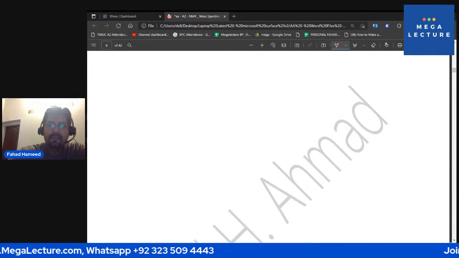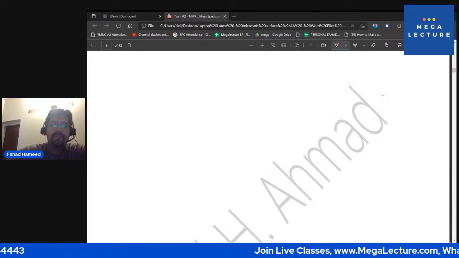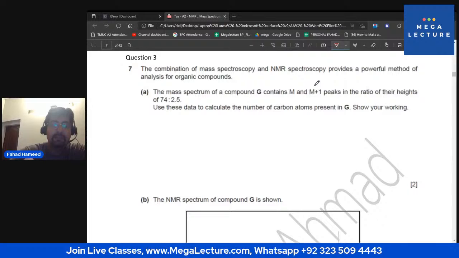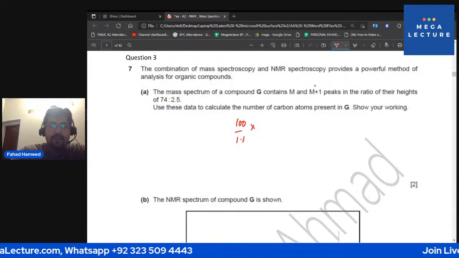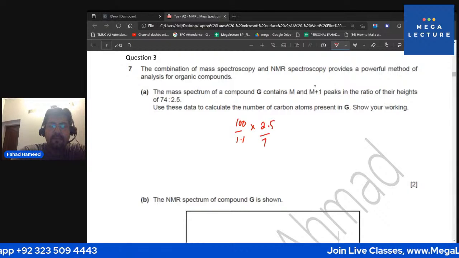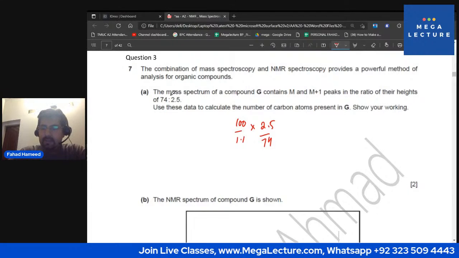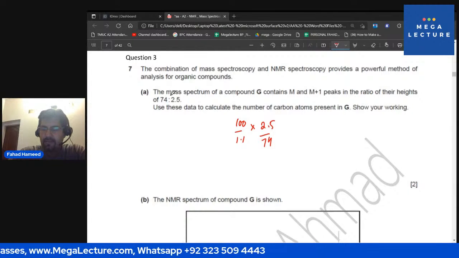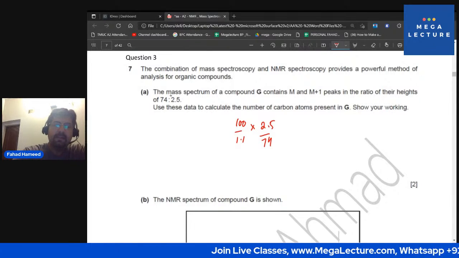Let's keep doing a few more questions. You've got another one, M plus 1. So 100 over 1.1 into 2.5 divided by 74. The M plus 1 ratio is given. So that's 100 into 2.5, then divided by 1.1, and then divided by 74. So that's 3 carbon atoms.